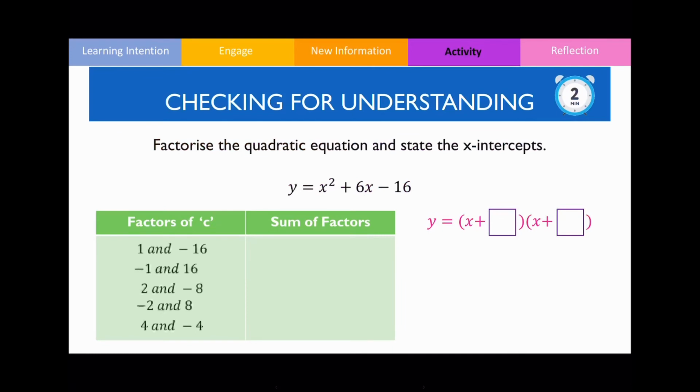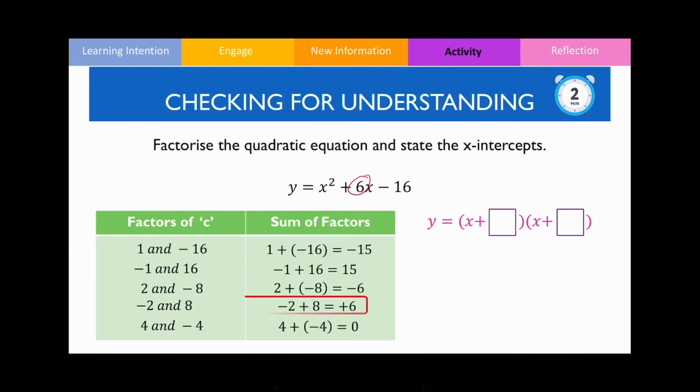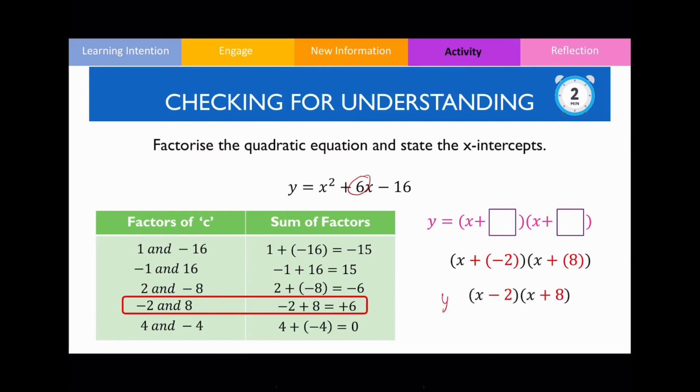I've shown all the factors of negative 16 here. I've also shown you the sum of all the factor pairs, but we need to select the one where it adds up to positive 6. In this case, it's going to be negative 2 and 8. So I'm going to substitute negative 2 and 8 into the brackets. Therefore, y is equal to (x minus 2)(x plus 8) as my final answer.